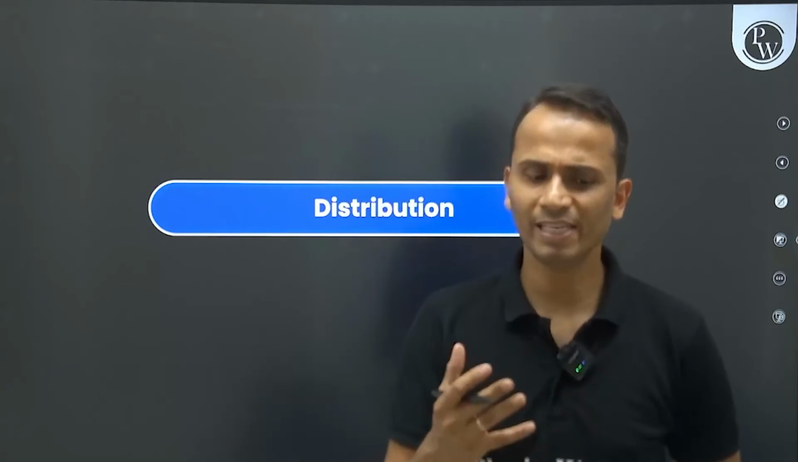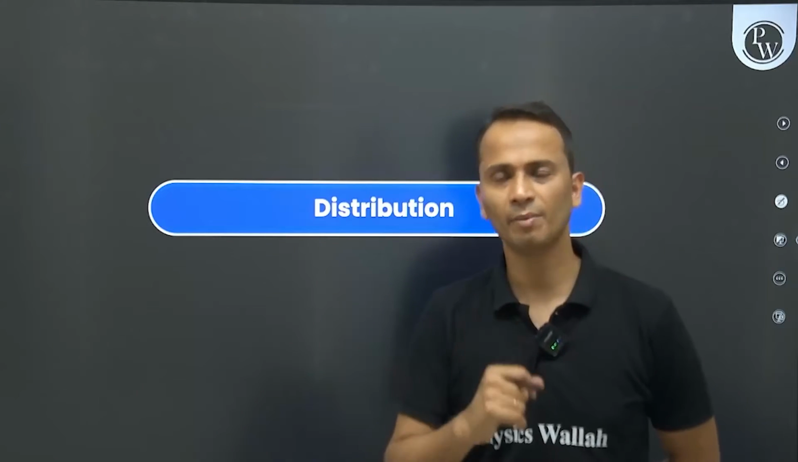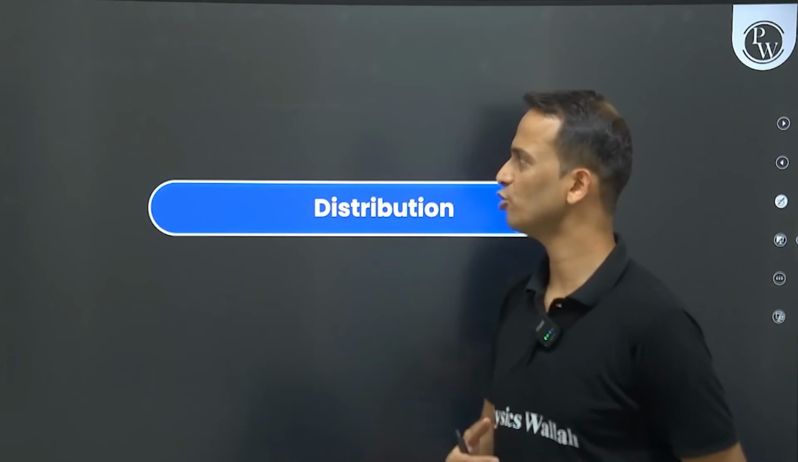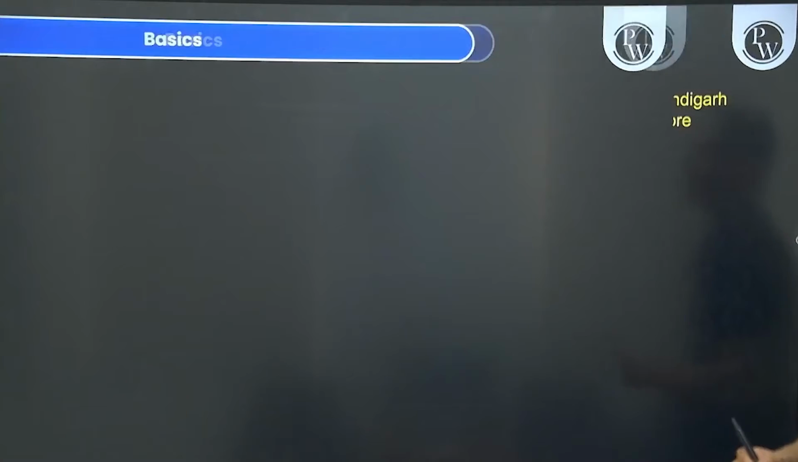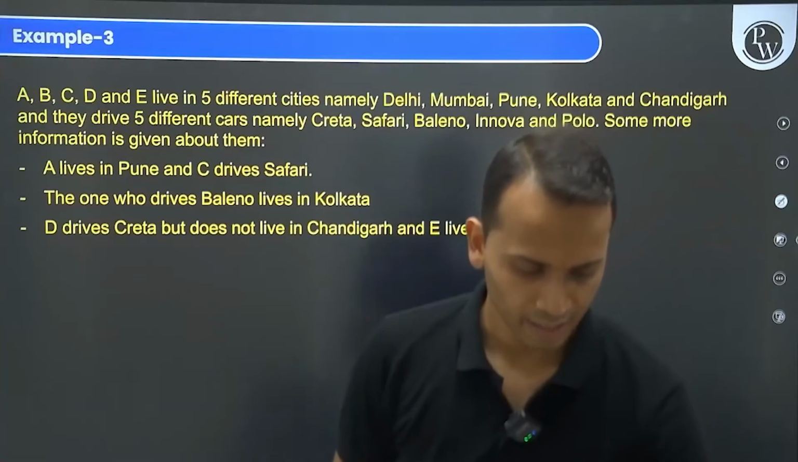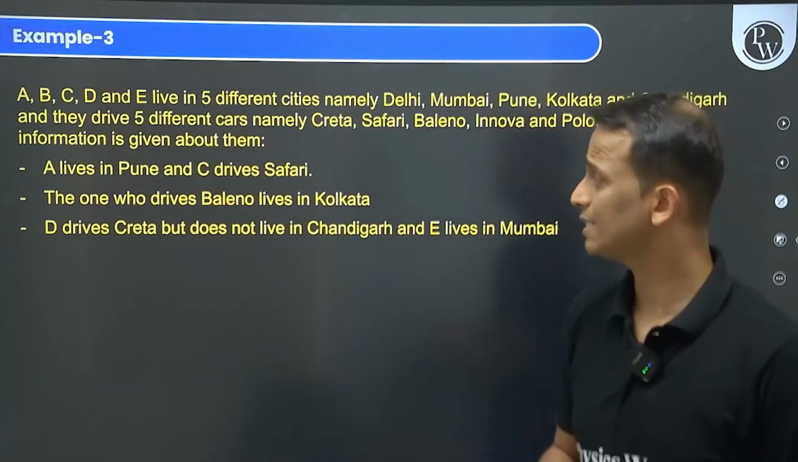ठीक है, तो इस टाइप की कंडीशंस को यूज करके हमें पूरा टेबल फॉर्म करना होता है और फिर different questions का answer देना होगा. बेसिक्स की जगह हम सीधा एक example देखते हैं डिस्ट्रीब्यूशन पे. एक appropriate question, एक example देखते हैं.